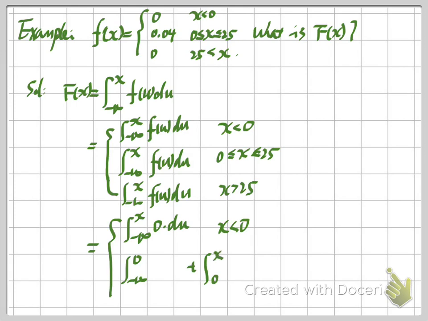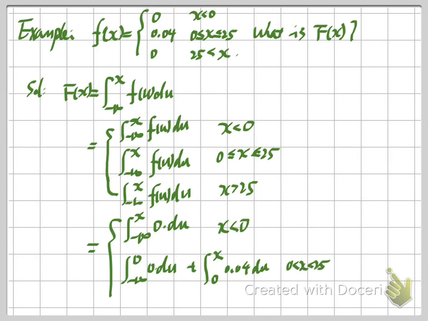So when the interval of our integral is between negative infinity and 0, the value of our PDF should equal 0. So that's why here we have 0 times du. However, for the second segment, the value of our PDF will equal 0.04. So that means here we should plug in 0.04 to substitute our f(u) here. So this is the case when x is between 0 and 25.